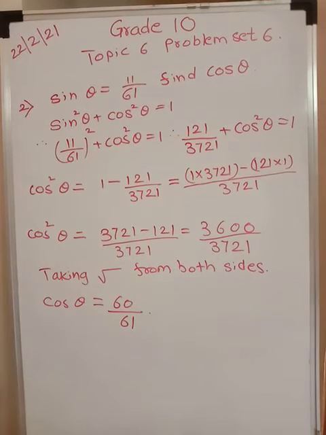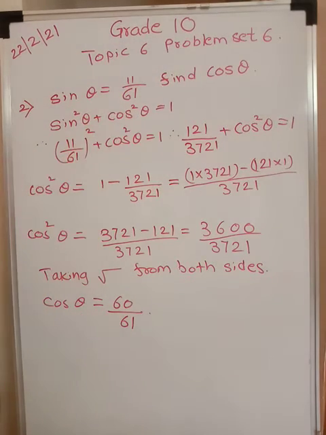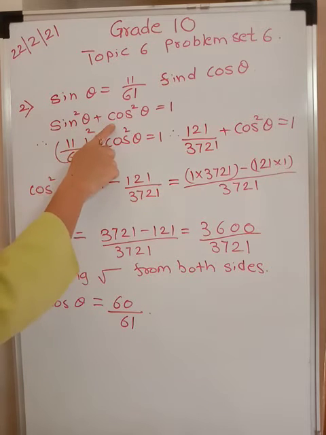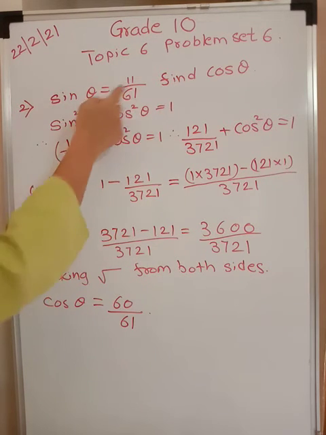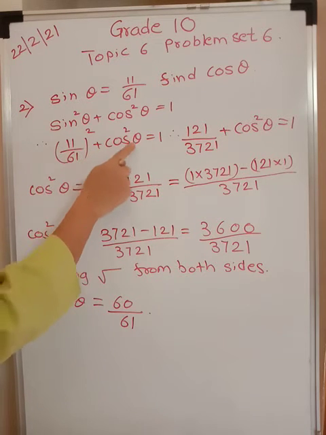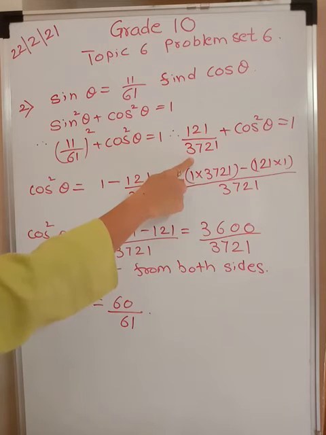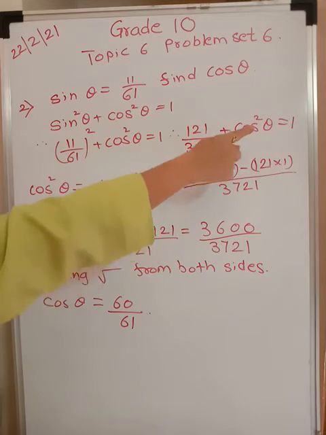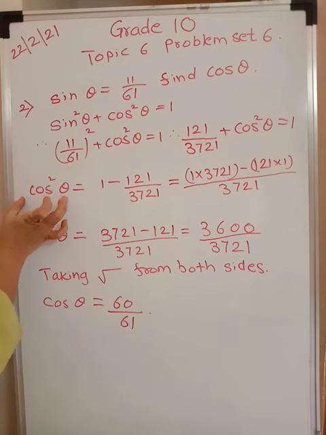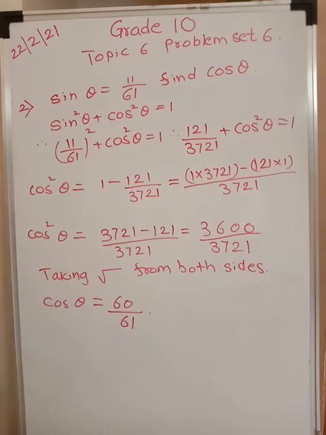Now look at the second question, students. We have done this type of problem earlier as well. Sin theta is given as 11 upon 61 and you have to find cos theta. Your first identity is sin square theta plus cos square theta is equal to 1. Sin theta value I have substituted over here. 11 upon 61 the whole square plus cos square theta is equal to 1. 11 square is 121, 61 square is 3721, plus cos square theta is equal to 1. Cos square theta I have kept on this side itself and I have shifted this over there. So it becomes 1 minus 121 upon 3721.